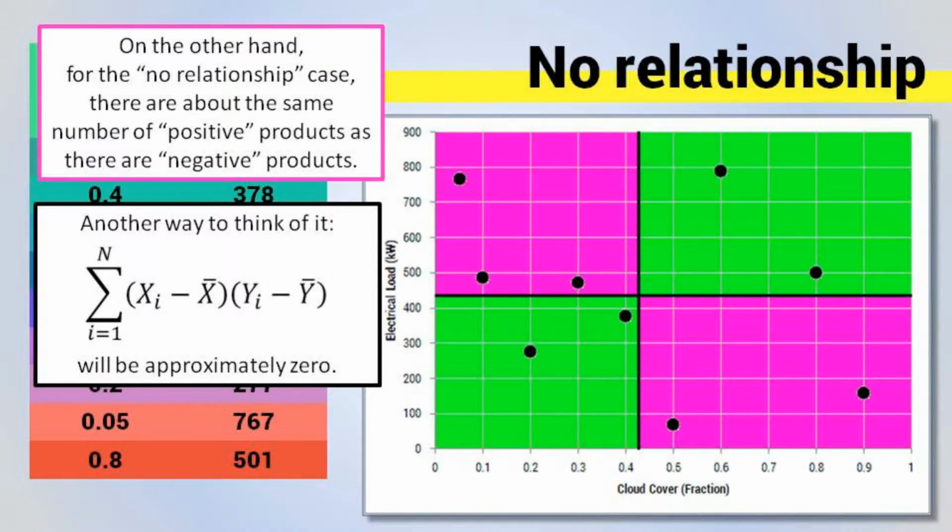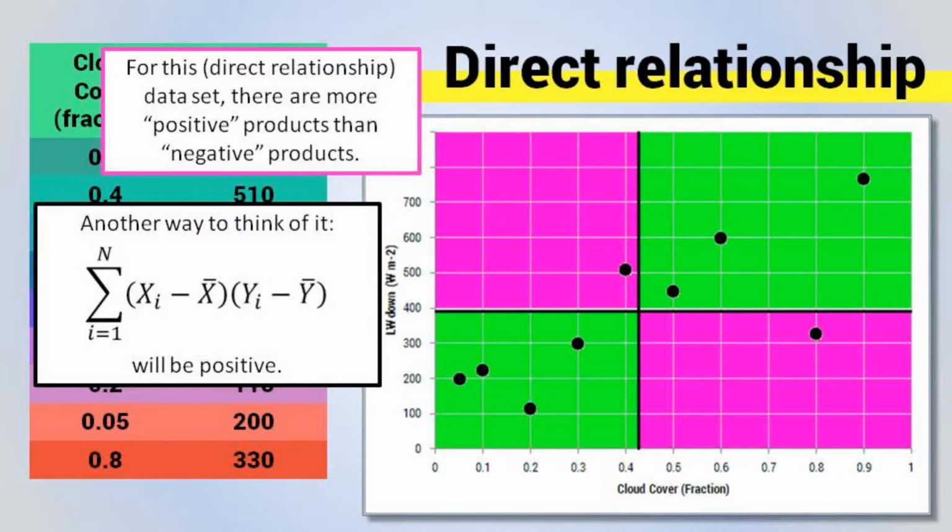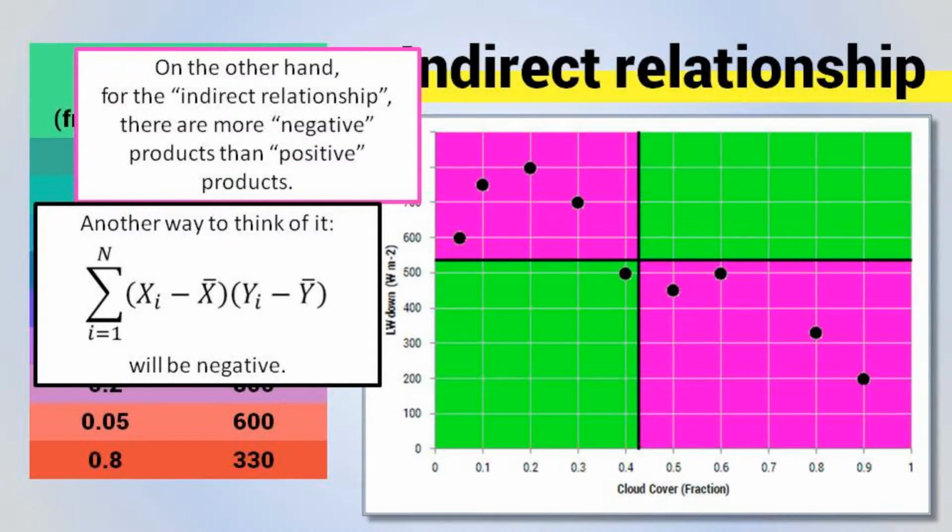Well, for this case of there being no relationship, these numbers are going to add up to basically 0. Whereas, for a direct relationship, where there are more values in the positive areas, the green ones, than in the pink areas, which are negative, the summation of xi minus x bar times yi minus y bar is going to be a positive number. In the same way, for the indirect relationship, there are going to be more negative products than positive products, so that sum of the products will be a negative number.